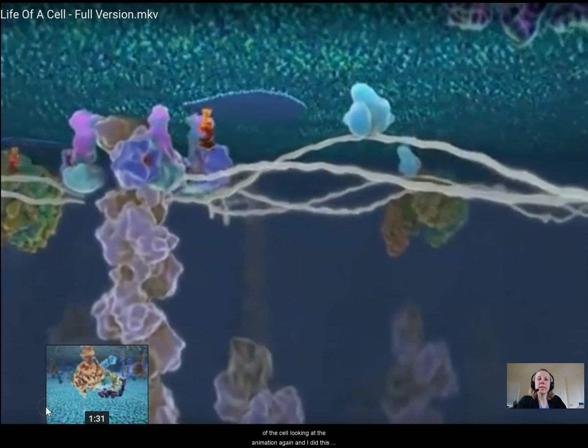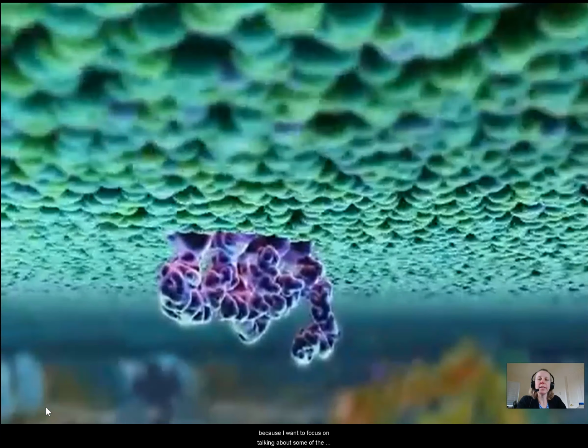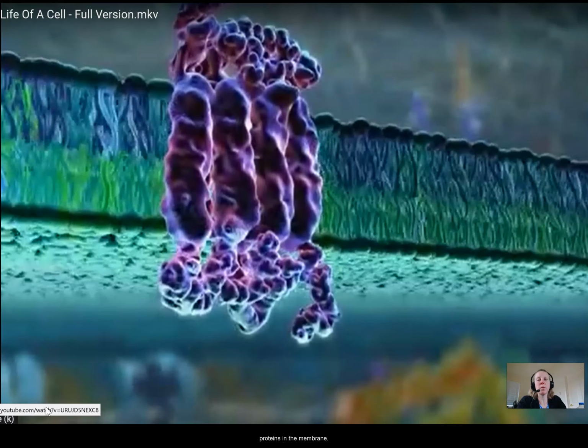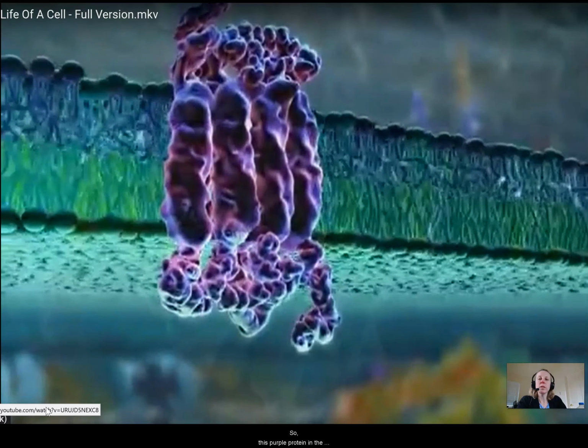All right, so here we are on the inside of the cell looking at the animation again, and I did this because I want to focus on talking about some of the proteins in the membrane. This purple protein in the membrane here is going to be an integral membrane protein because it's actually buried inside the structure of the membrane itself. And in fact, it's going to be a transmembrane type of integral membrane protein because the protein goes all the way across the membrane and it spans the membrane multiple times. So this is going to be a transmembrane protein.